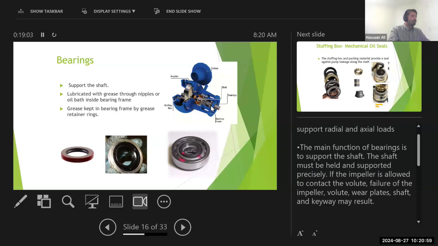These bearings can be either self-lubricating bearings. That means there is a grease that is packed inside the races of the bearings to provide the lubrication. Sometimes we also have grease nipples through which we can inject grease into these bearings, and that is usually part of what we call a preventive maintenance of the pump.